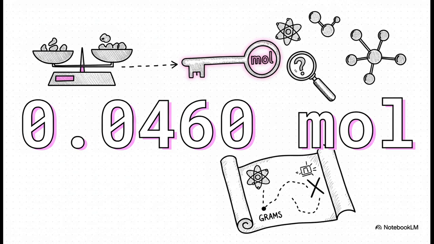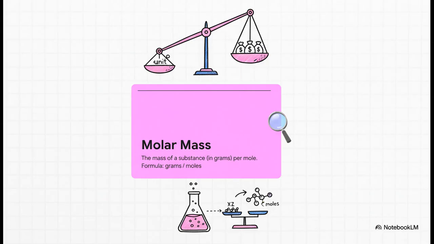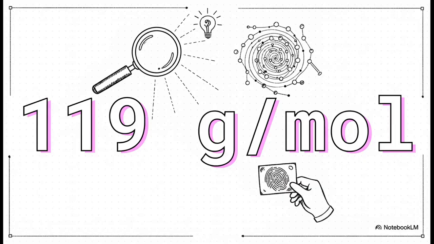It's the key that connects the world of mass that we can actually weigh to the hidden world of atoms and molecules. And now we can use that golden ticket to find a really important physical property, the molar mass. It's basically the weight of 1 unit of a substance. All you do is take the grams, which we have from our evidence, and divide it by the moles, which we just figured out. And boom, there it is. The molar mass of our compound XZ is 119 grams per mole.